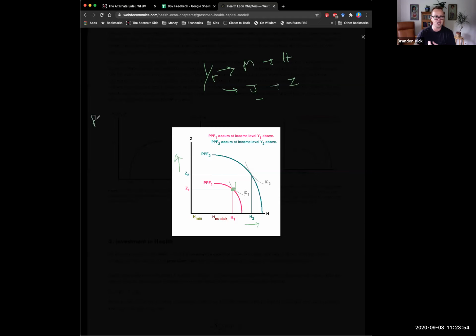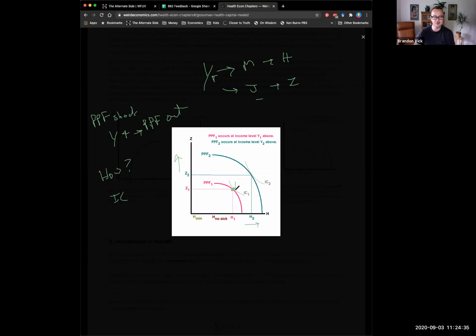So the PPF shock occurs from Y rising. If Y goes up, my PPF moves out. That means I can produce more stuff, H or Z. Now, how I produce more, what I want to do with these greater resources goes back to what I just talked about, my indifference curves. So how depends on my indifference curves.